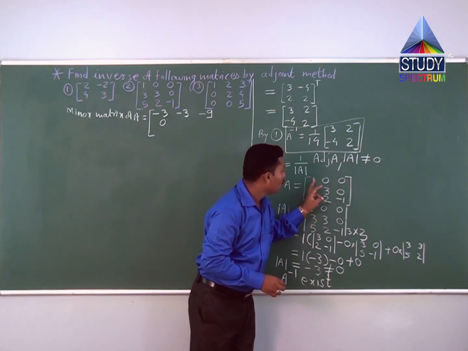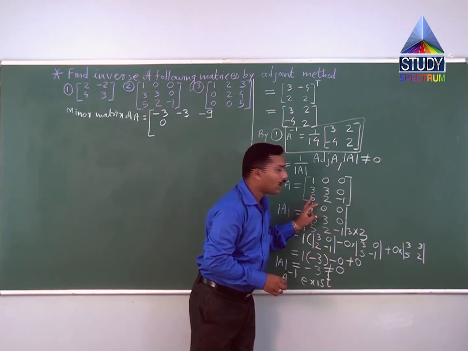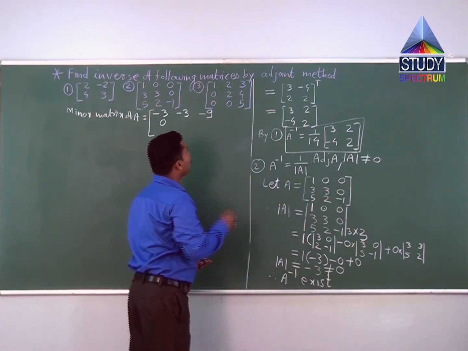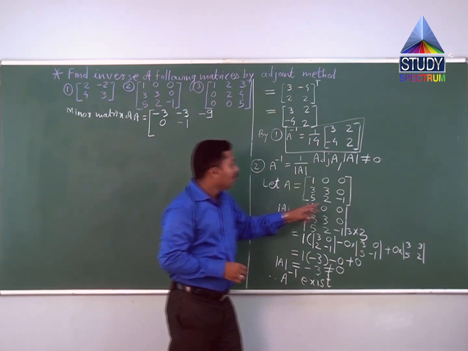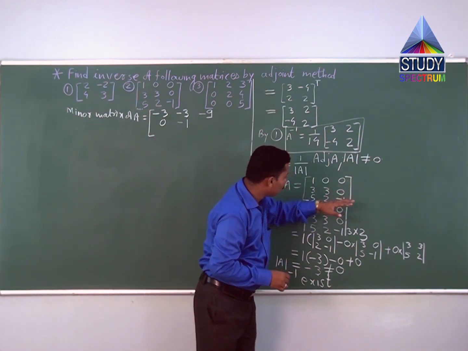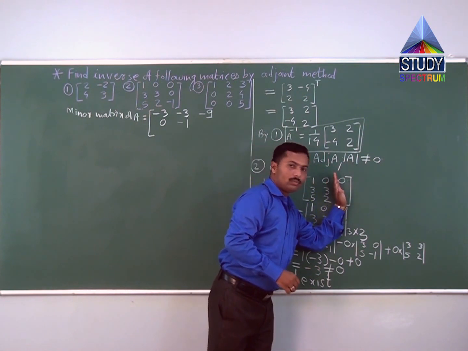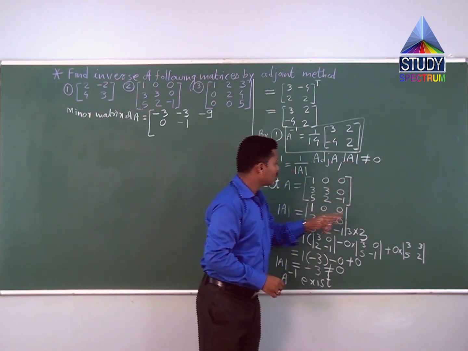So we take this matrix as A. So let A equal to first row 1 minus 1, second row 2 3.